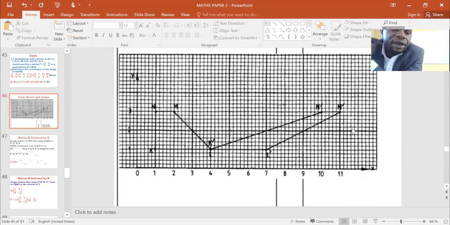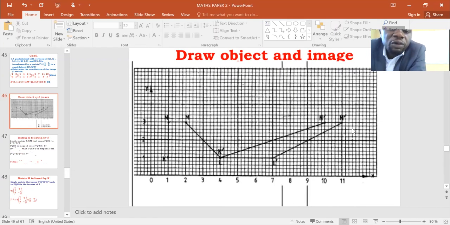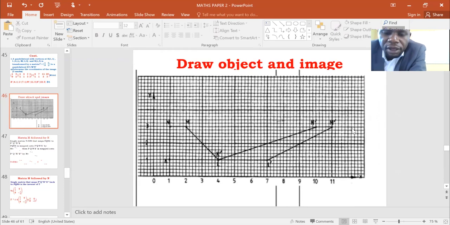I've plotted my object and image. Again, after plotting the object and image, they have to be labeled. They may not be very clear, but I think you can see them. You must label them. If you fail to label, the B mark also goes away. You have to discriminate which one is the object and which is the image by labeling them.